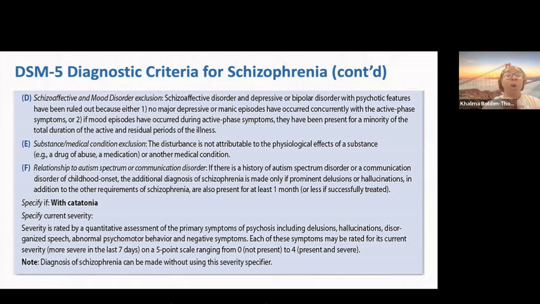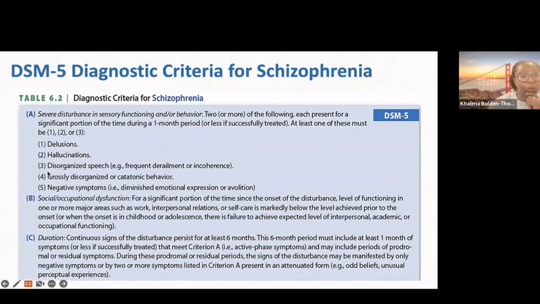However, we do know if there's a history of ASD or a communication disorder in childhood, the additional diagnosis of schizophrenia is made only if prominent delusions or hallucinations are present for at least a month, or less if successfully treated. So you cannot use 3, 4, and 5 if there is a history of ASD. There must be 1 and 2 present as well.